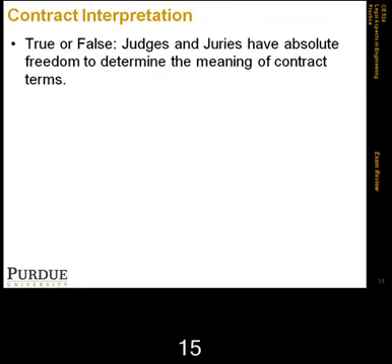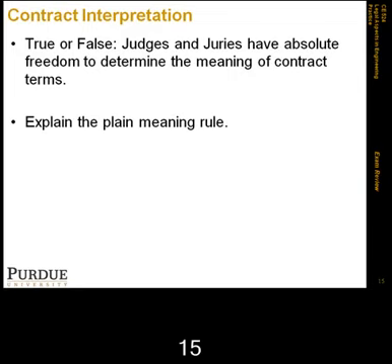false, judges and juries have absolute freedom to determine the meaning of contract terms, and the answer here is false. And explain the plain meaning rule. So I need you here to, for example, say that the plain meaning rule says that if a plain meaning exists for the language of the contract, the courts cannot go beyond that plain meaning in interpreting the intention of the parties. So this is all I needed you guys to say here in that particular question.